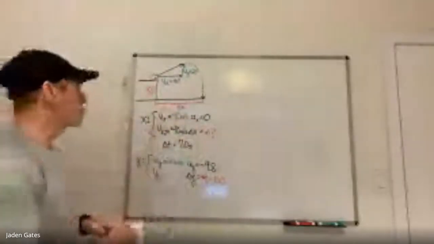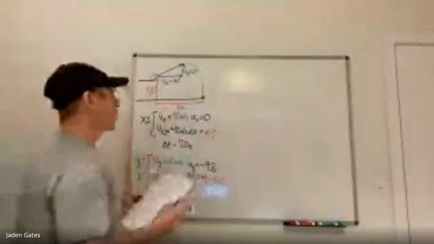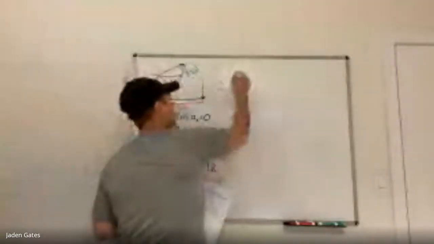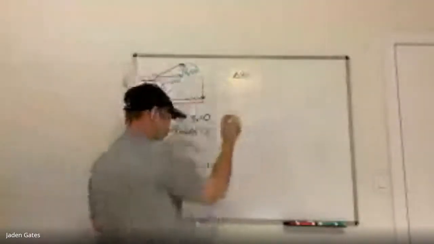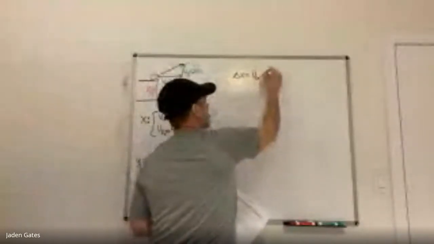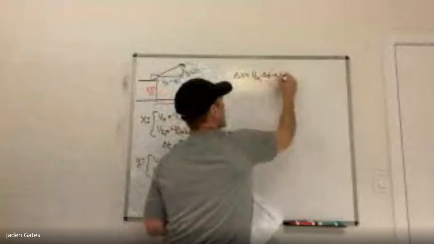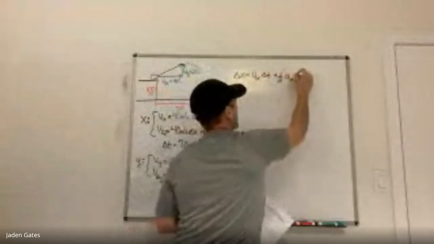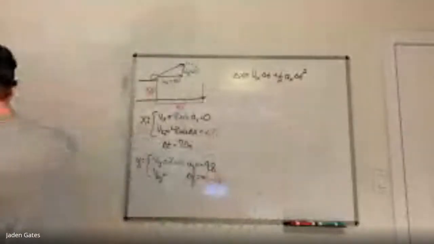Perfect. So I'm going to use my second equation, which is, again, writing in terms of components, delta x is equal to v1x times delta t plus 1/2 ax delta t squared. All right, so I'm going to sub my values in.